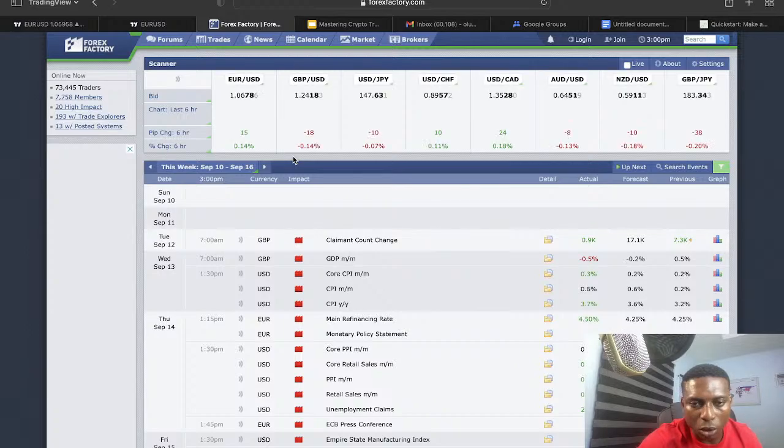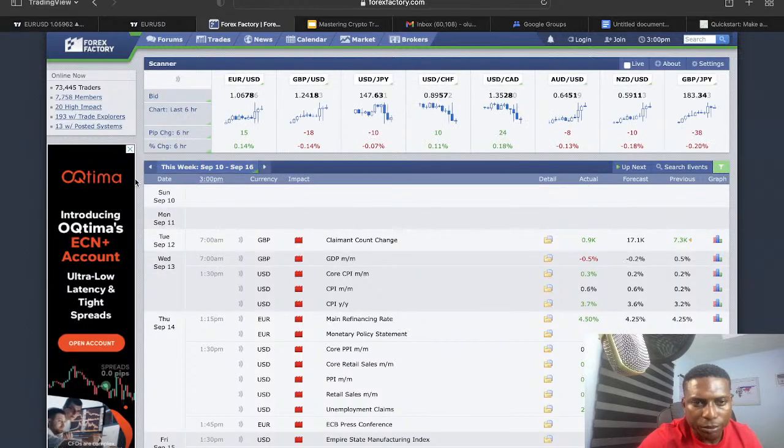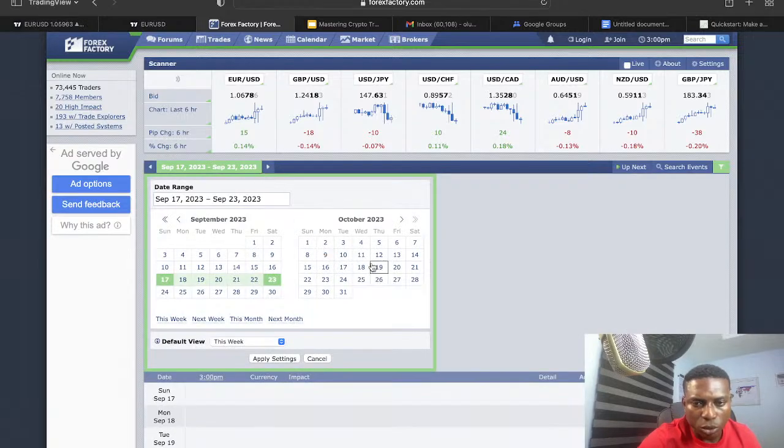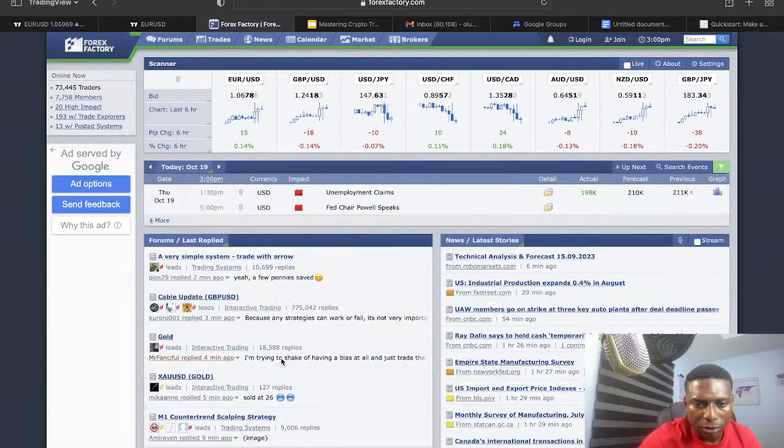So let's check it out here. Let's go to today's date. Today is 19. This is Forex Factory. As you can see, 5 p.m. was the Fed speech. The Fed chairman Powell gave a speech, and that moved the market.